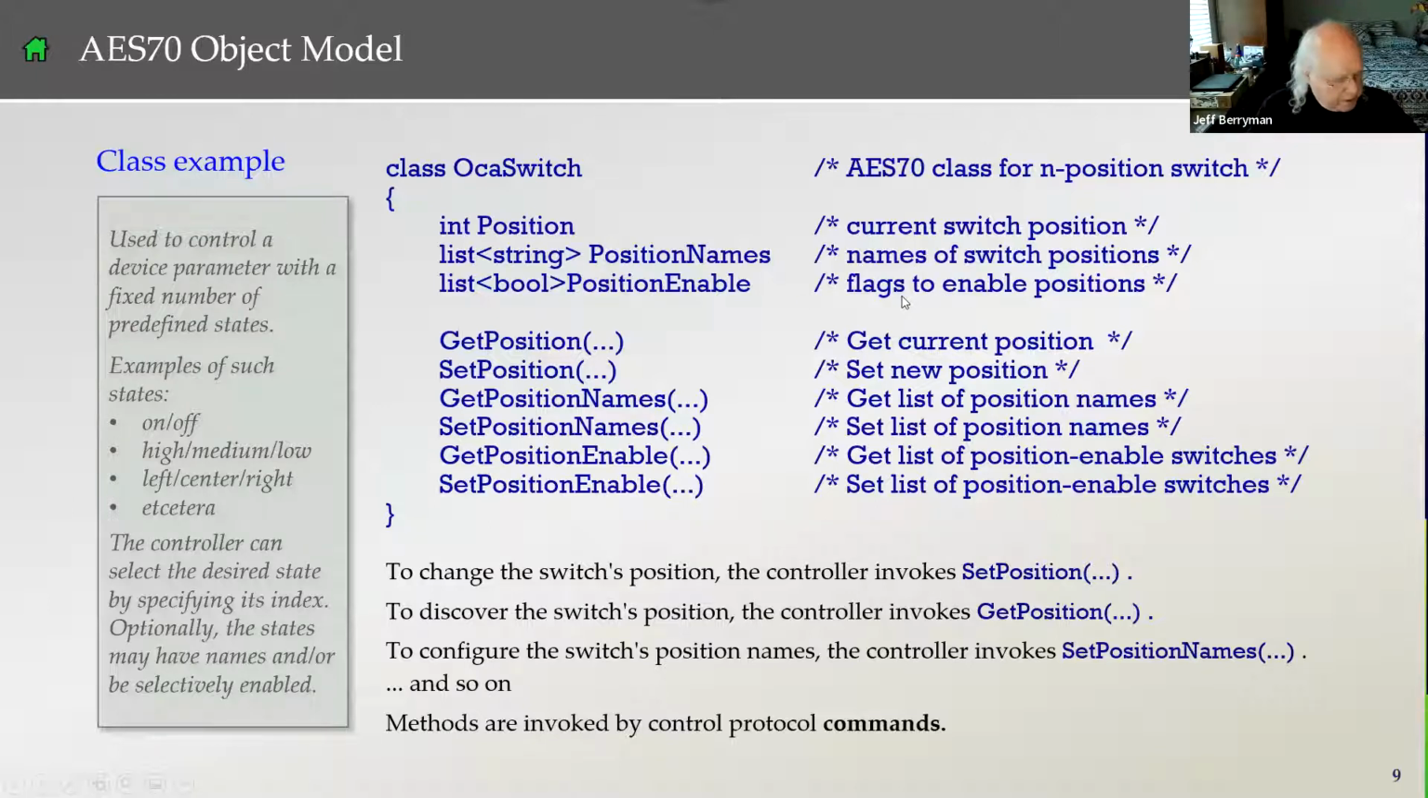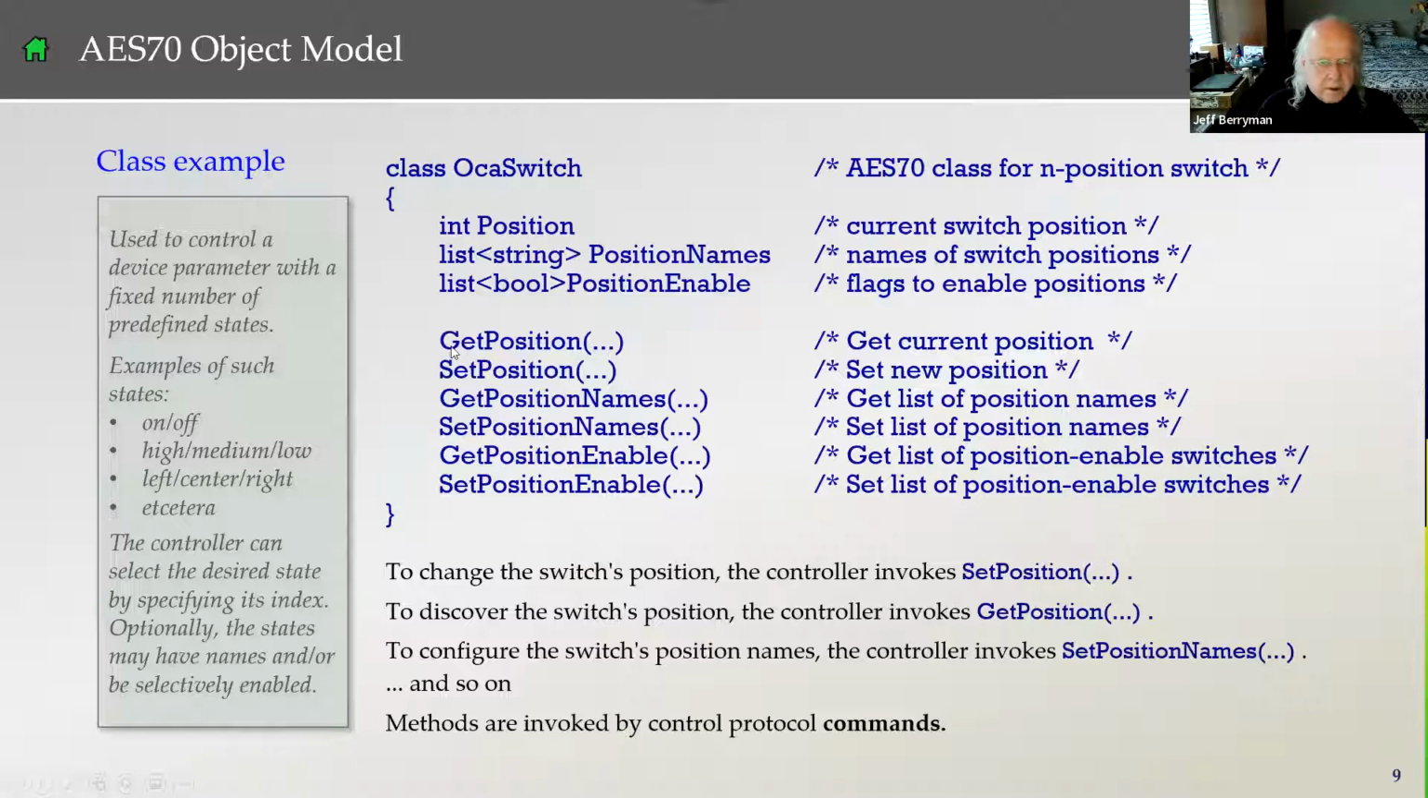So you might have some positions that, in the current state of the device, aren't reachable, and you might want to disable those to prevent controllers from trying to enable them or set them. And then these down here are methods: get and set, get and set, get and set. These change the values of these properties. Each one of these methods ultimately corresponds to a protocol command that can be sent along the wire.